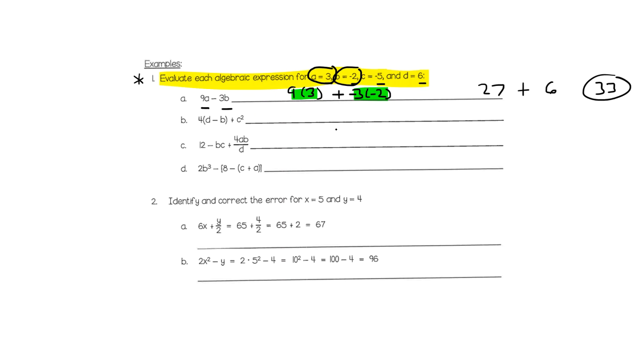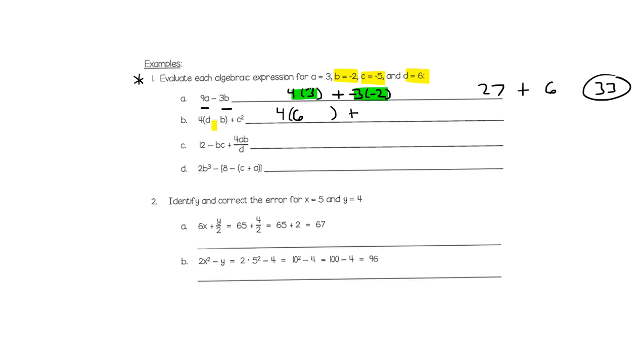Okay, let's go ahead and look at example B. So our first step is to write the expression like it is, except for we are going to replace the variables with their given values. So in this case, our d is 6, our b is -2, and our c is -5. Now you have to be careful when you're replacing the variables with these values. You have to write the expression exactly like it is. So instead of the d, we're going to plug in 6.